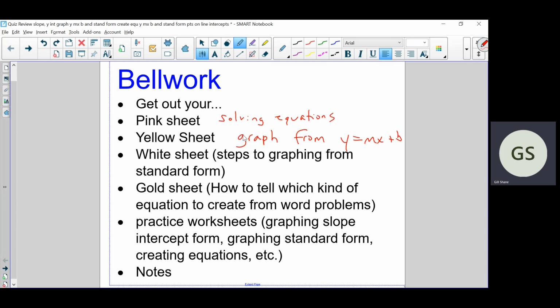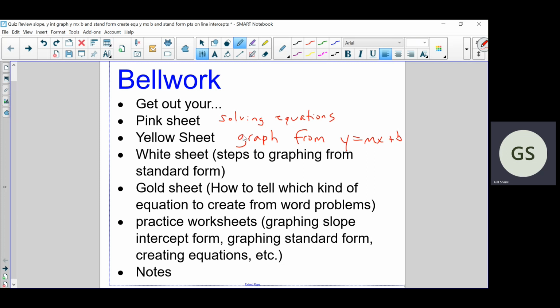The gold sheet says how to tell which kind of equation to create from a word problem. That's what the gold sheet is about. This is gold here, not yellow. So that's gold. Yellow is the lighter yellow. And then the other ones are just any practice worksheets you got.